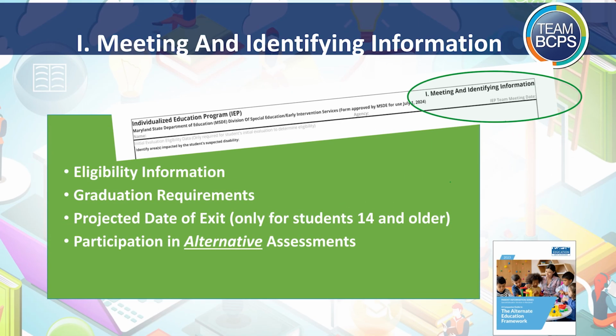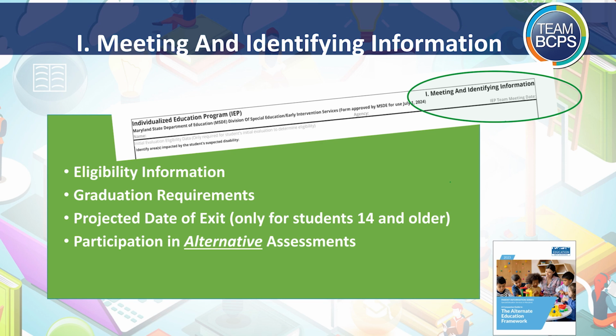Now we begin with Roman numeral 1, meeting and identifying information. This section identifies your child's eligibility for special education. It is good to know that your child's primary disability could change over the years with new information or reevaluations. You can also see here assessments and graduation information. The type of state and district-wide assessments your child participates in each year informs whether they will meet graduation requirements.